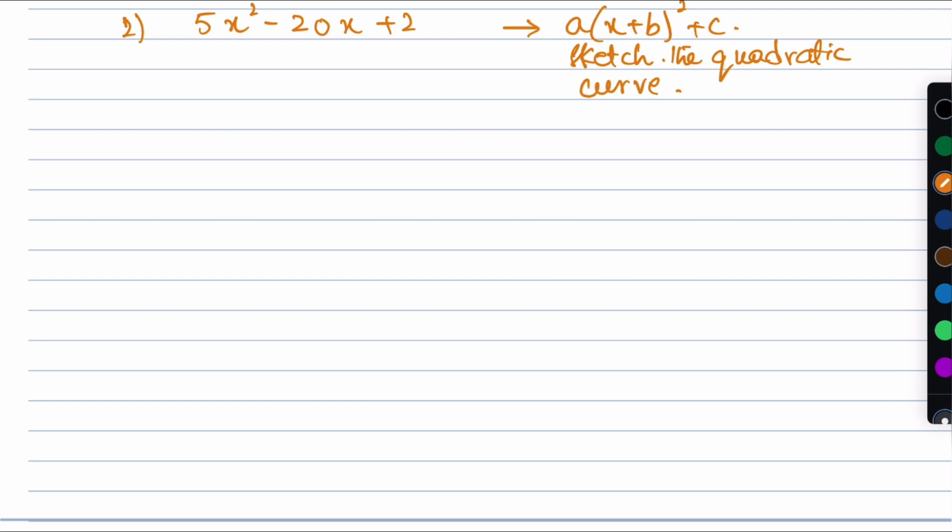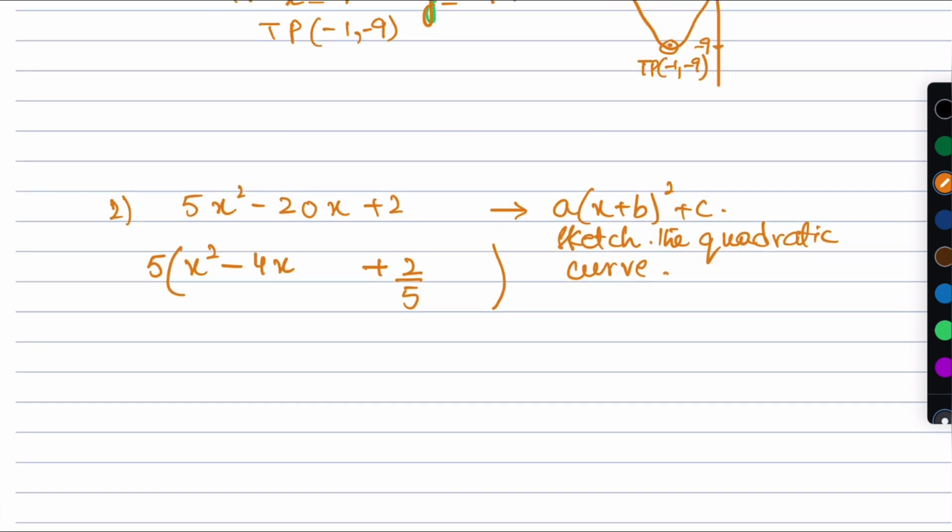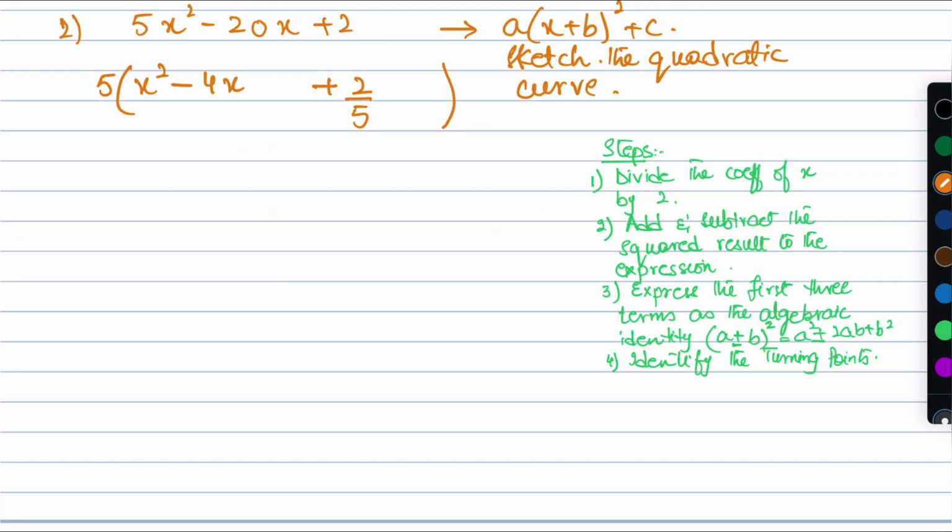So again, I need to have the coefficient of x square as 1. For that purpose, I will be taking 5 as common. I will be left here with x square minus 4x and then plus 2 by 5. So let's follow the steps. Number 1, divide the coefficient of x by 2. In this case the coefficient of x is 4, so I will be dividing 4 by 2. That will give me a 2.